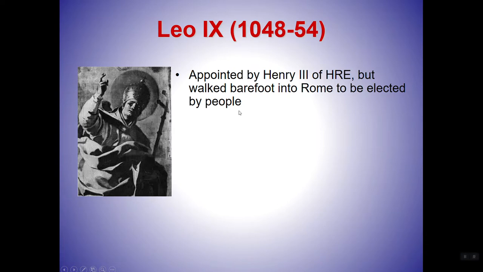Now, in 1048, the next century, Leo the Ninth becomes the Pope, appointed by Henry III, the current emperor of the Holy Roman Empire. But instead of simply accepting his appointment by the emperor, Leo decided to walk barefoot into Rome in order to be elected by the people. And so he demonstrated his humility, and he received appointment by acclamation by the people. He was accompanied by friends Humbert and Hildebrand, about whom we will have much to say in the history of the medieval papacy during this era.